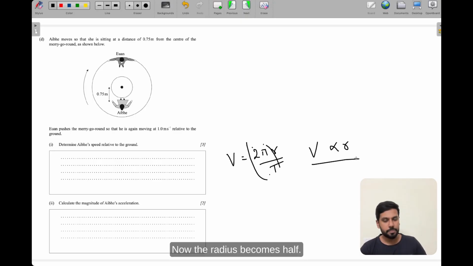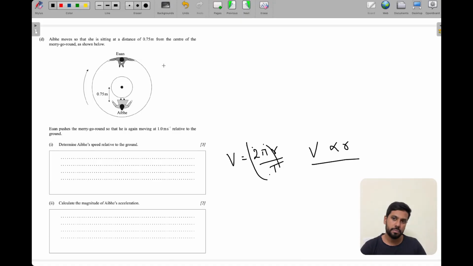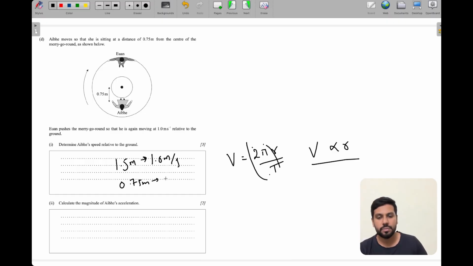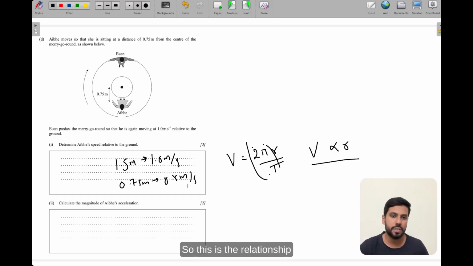Now the radius becomes half. Initially the radius was 1.5. Now the radius became half, so speed also becomes half, students. When the radius was 1.5 meter, my speed was 1 meter per second. So now that the radius is 0.75 meter, my speed is 0.5 meter per second. This is the relationship that you should know for a circular motion.